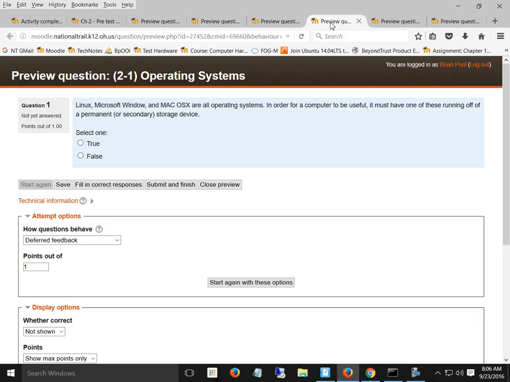Okay, so in order for a computer to be useful, it must have one of these running off of permanent storage. In other words, an operating system, and that's true. You have to have one. And I'm specifically talking about a computer, but your question goes to other devices. Yes, they have to have some kind of operating system. Obviously, it doesn't have to have Windows. It can have the Android operating system, right? Running off of it. But it has to have an operating system. So the answer to that is true.